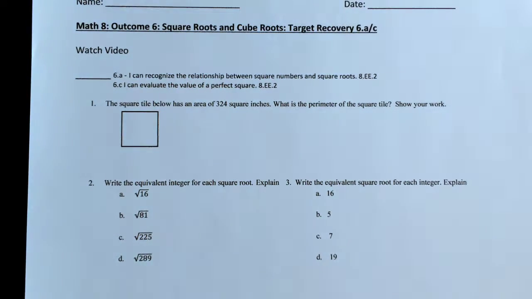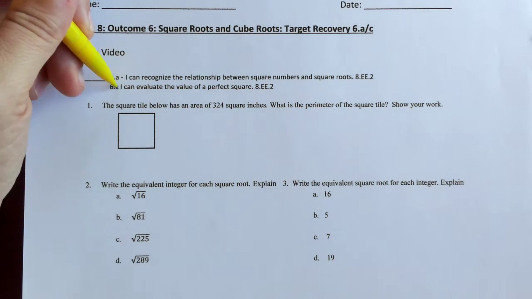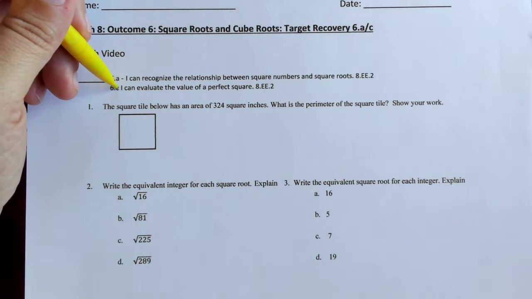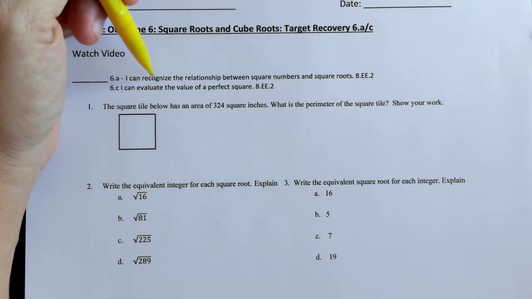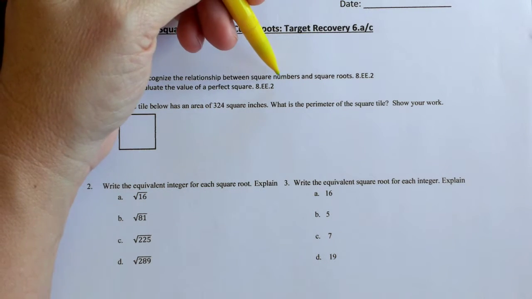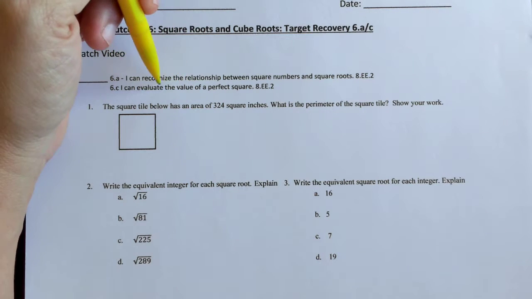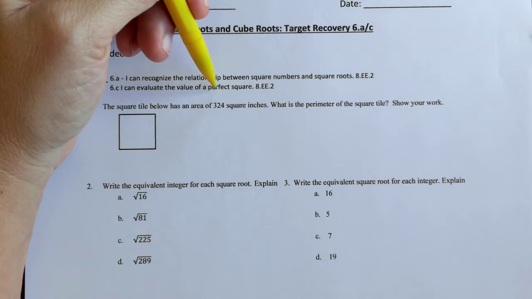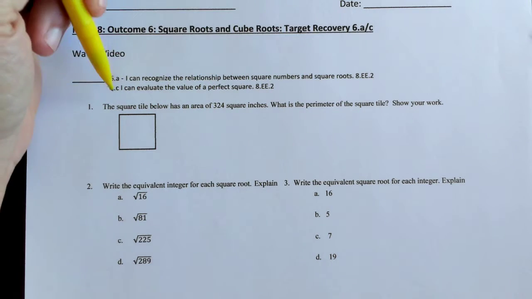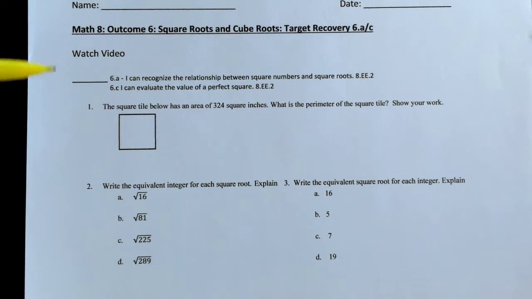All right, guys, we are looking at learning targets 6A and 6C. These were graded together. They say I can recognize the relationship between square numbers and square roots, and I can evaluate the value of a perfect square. So those two learning targets come together for the grade that you got there.